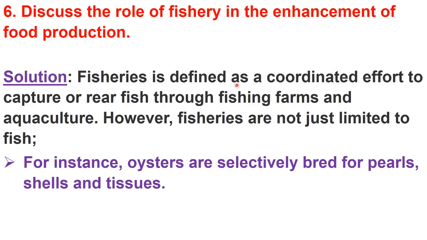Fisheries is defined as a coordinated effort to capture or rear fish through fishing farms and aquaculture. So you can define fishery like this. However, fisheries are not just limited to fish. For instance, oysters are selectively bred for pearls, shells and tissues. So these different types of substances, other than food, are also obtained from aquaculture or from the animals which are reared under the fishery.